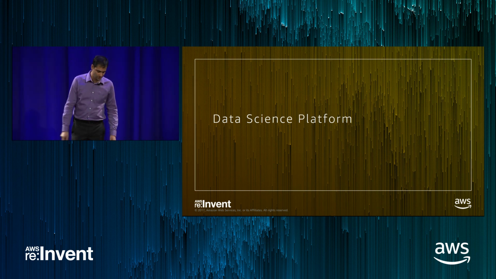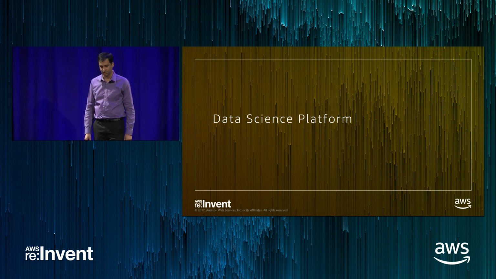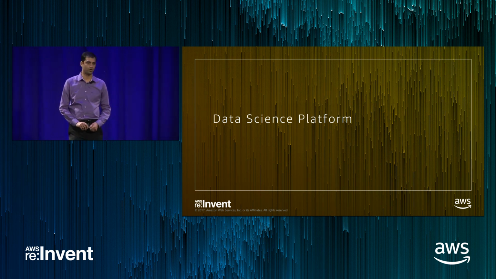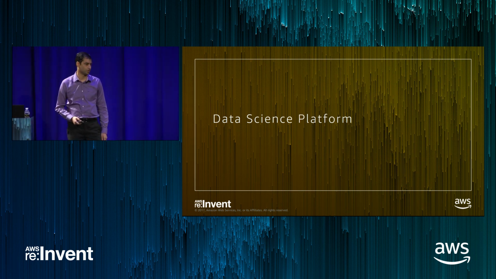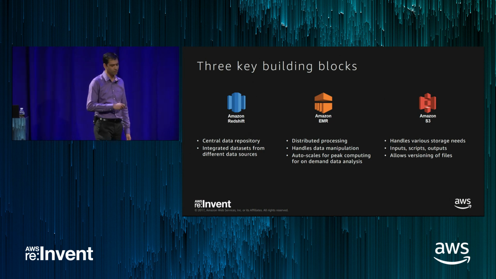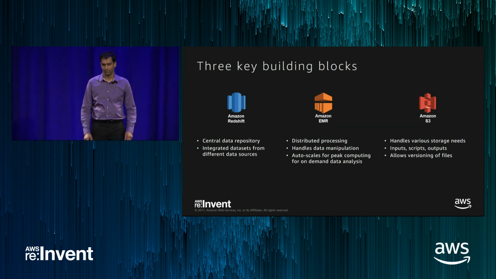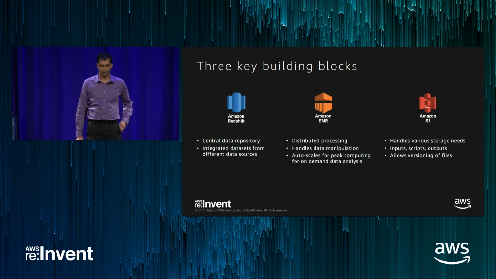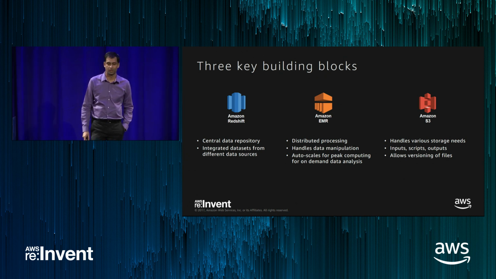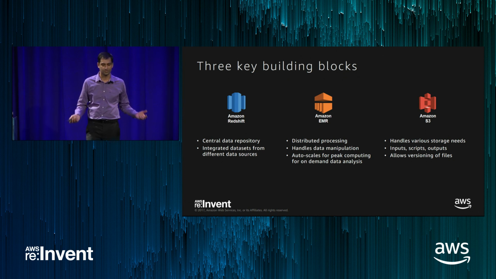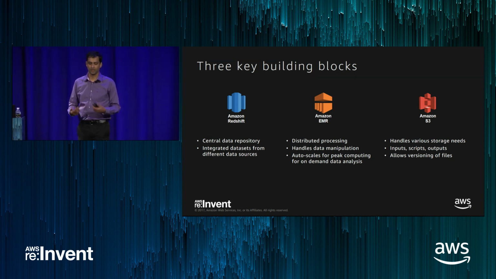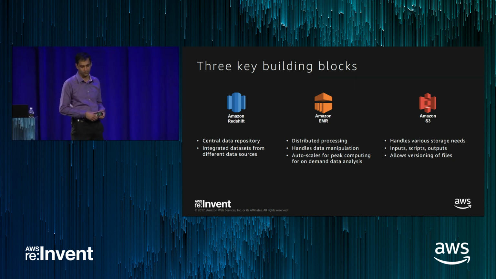So with all these requirements in mind, we built a platform on AWS which we are going to talk to you guys today. So before going into the platform itself, I want to discuss the 3 key building blocks. Amit briefly talked about Amazon Redshift as a central data repository where data from different sources is collected, integrated, and available for any downstream analytics.